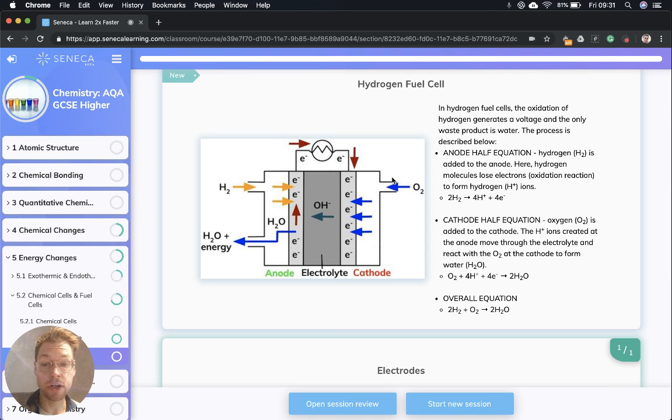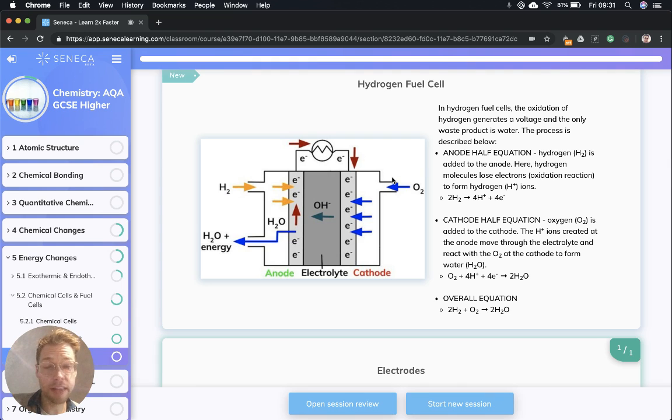Now, if we're having oxidation at the anode, what do you think is happening at the cathode? It's going to be reduction. So oxygen reacts with 4H+ ions and 4 electrons to give 2 molecules of H2O. And that was the half equation. If you didn't catch it, it's O2 plus 4H+ plus 4 electrons goes to 2H2O. So that's the cathode half equation. And so we produce water and oxygen is reduced.